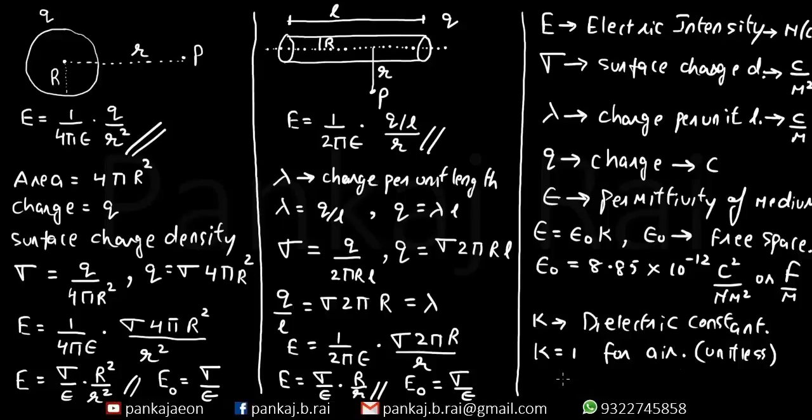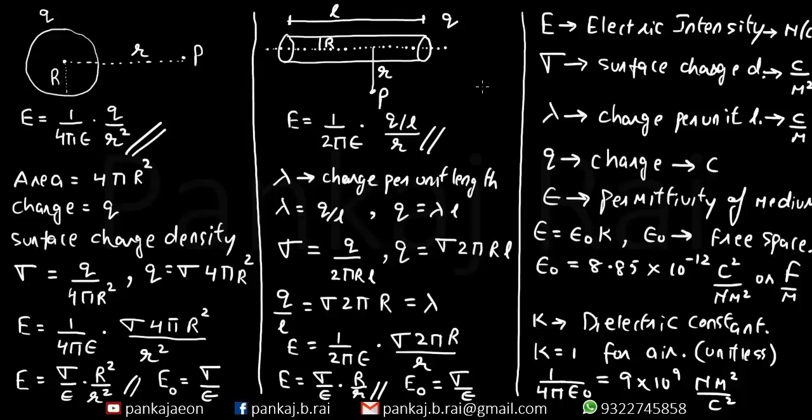You should also know the value of the term 1 by 4 pi epsilon 0, which could be substituted directly as 9 into 10 raised to 9 Newton meter square per coulomb square. So you should be thorough with all these terms, their units and values, and remember the variants of the formulae for a charged sphere and a charged cylinder. Then you can solve any numerical on these topics.